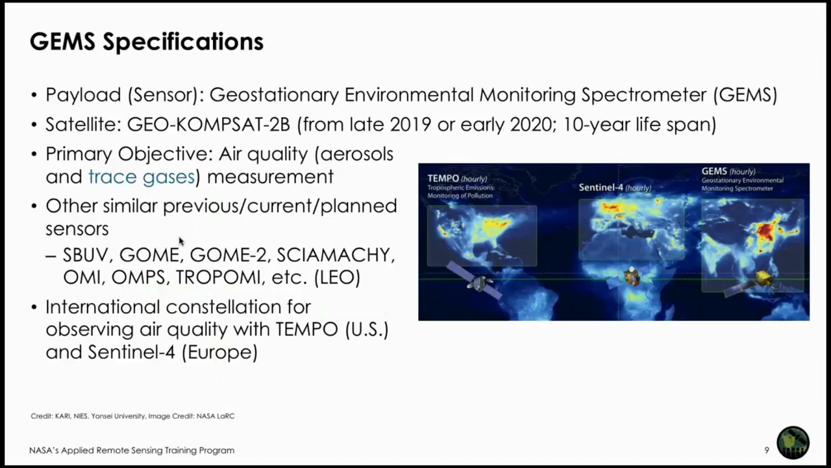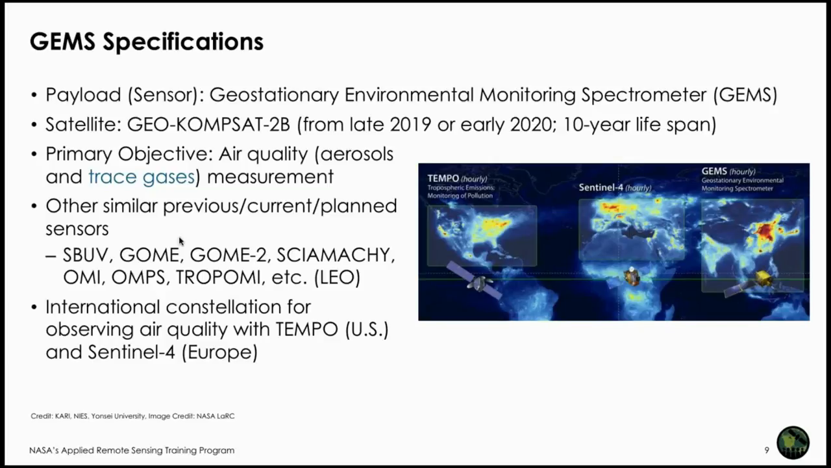Our third one is GEMS. Its full name is the Geostationary Environmental Monitoring Spectrometer, onboard the GEO-KOMPSAT-2B satellite. It will be launched next year, and the lifespan is approximately 10 years. The primary objective is air quality measurement, including aerosols and trace gases like ozone or nitrogen dioxide.